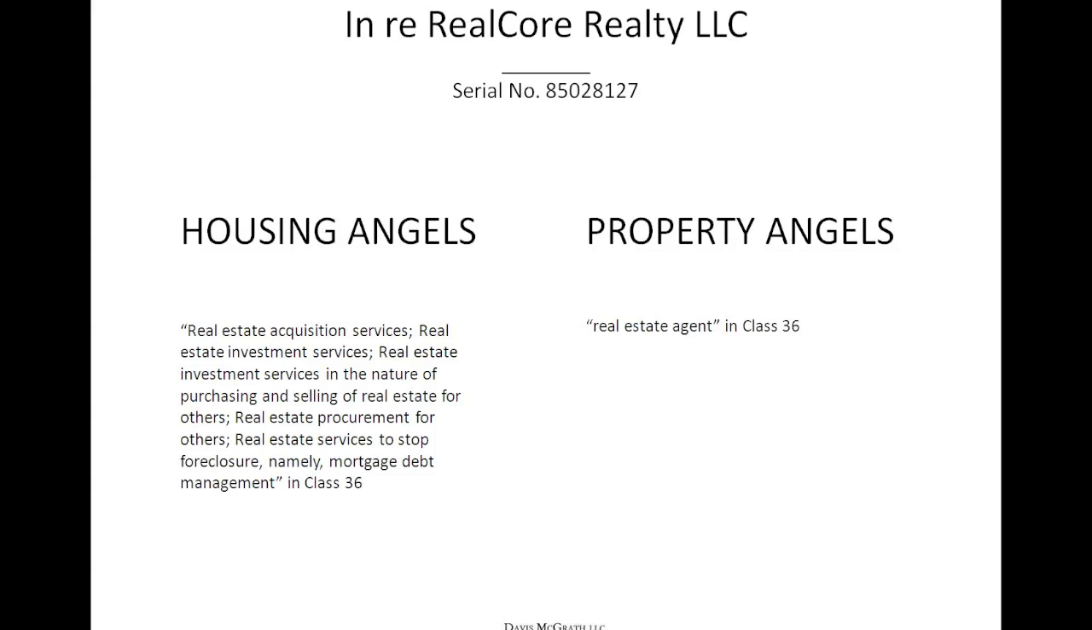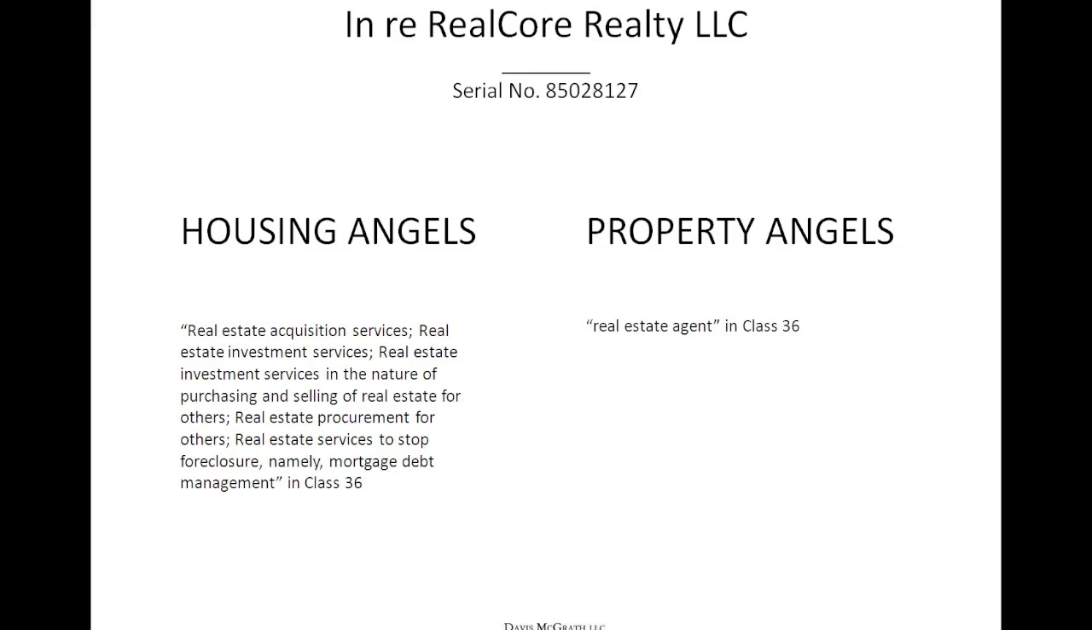they both use the word angels as the second word, and housing has a similar meaning to property. And the services were highly related. They're both related to real estate. Admittedly, one's for an agent, the other one is more angel investment in foreclosure property, but they're certainly related. There's no restrictions in the channel of trade. They certainly both could be offered to the same type of consumers.